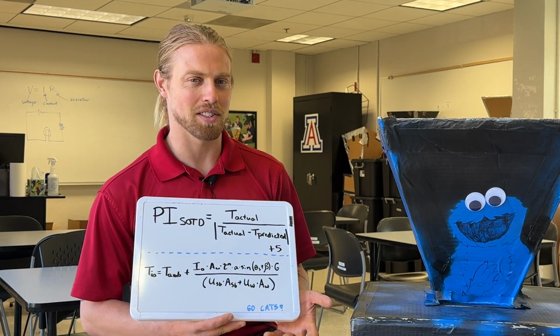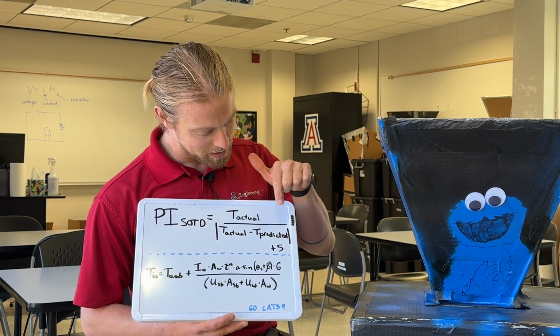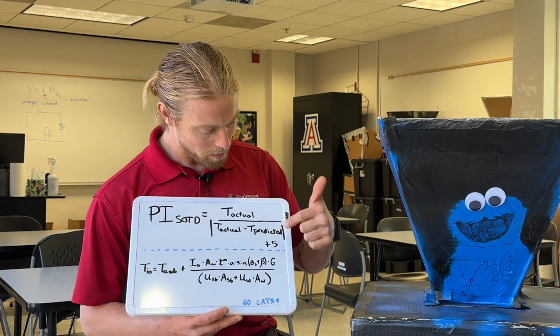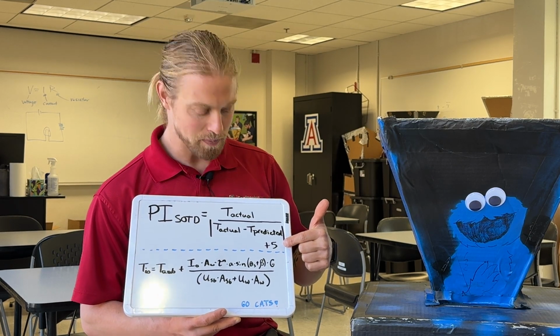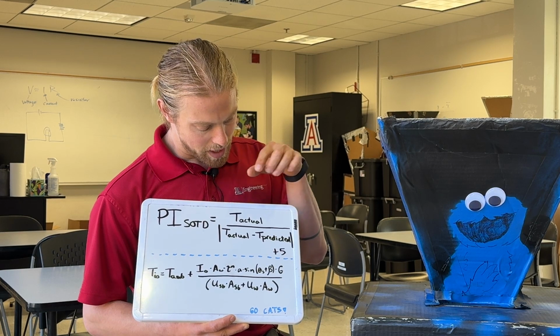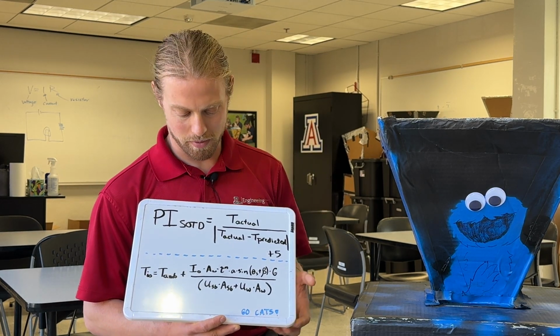We'll also go over it in Engineering 102. So we do T actual divided by T actual minus T predicted. And then because if you get it perfectly right, you're dividing by 0, we're going to add 5 in the denominator. So what we try to do with our PI solar oven throwdown is get our actual temperature as close as possible to our predicted temperature from our model.